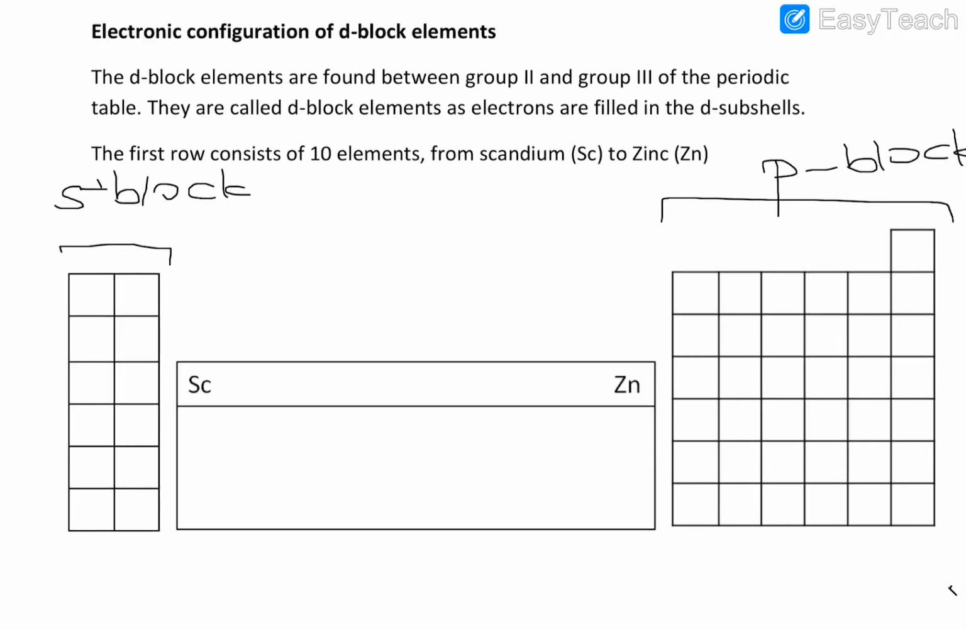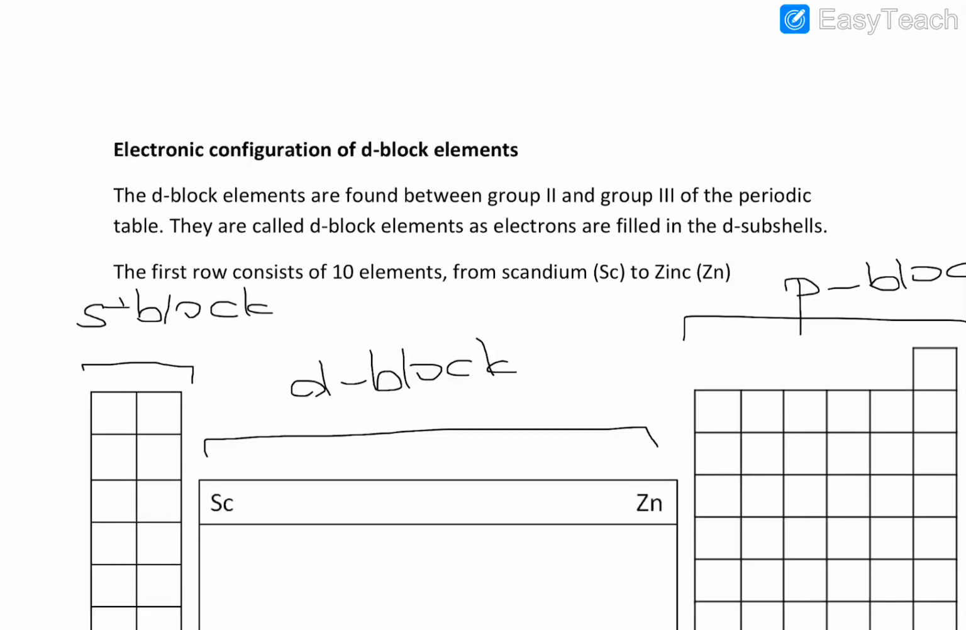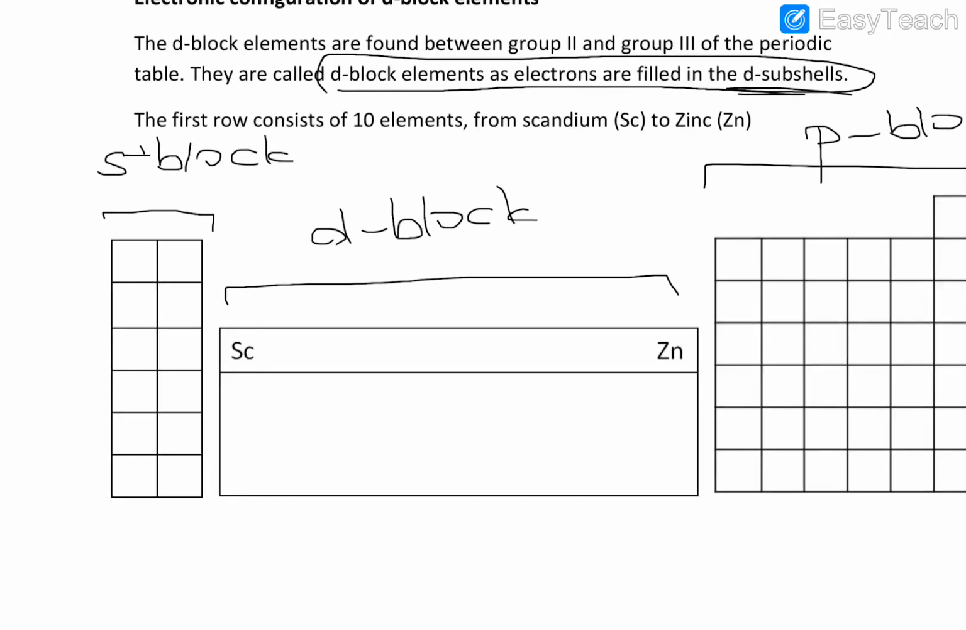And here it's called the D block, because what we will be filling in at the end is the D subshell. So S, P, and D blocks. They are called D block as electrons are filled in the D subshells. So it's the last subshell that we're going to fill. The first row consists of elements from scandium to zinc.